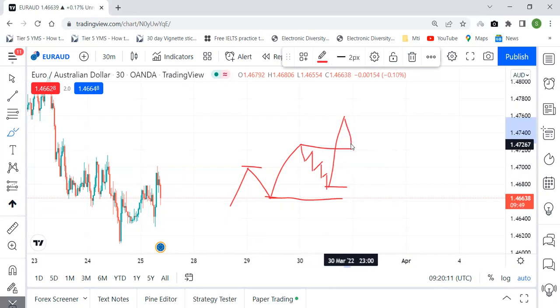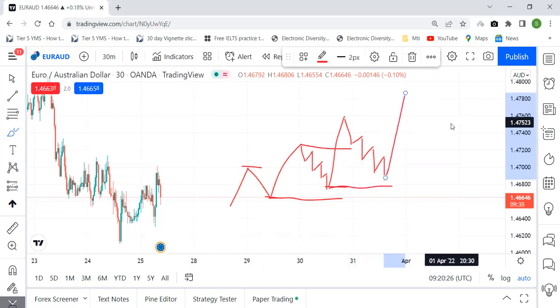So we get a pullback again into this level, the same consolidation phase. You can see this move to the upside, to the downside, coming down again. We are still in the uptrend. Why? Because our support level has not yet got broken, and then we get another move to the upside. So guys, I hope this has started to make sense now. This is how to identify a trend.